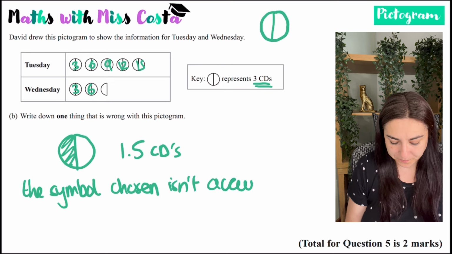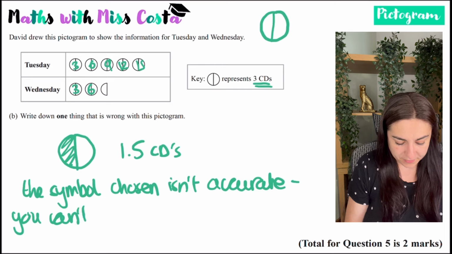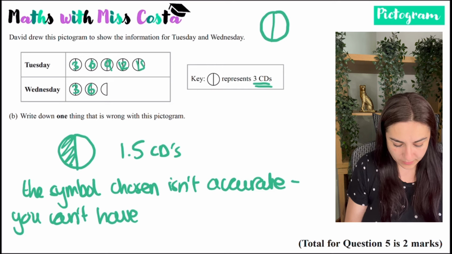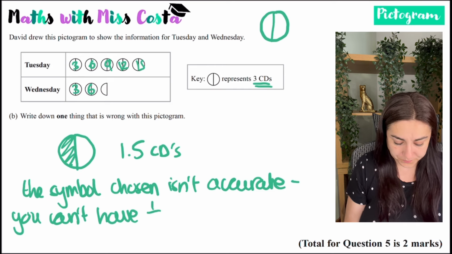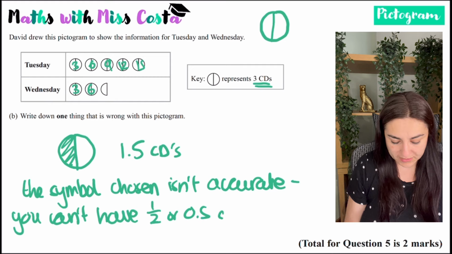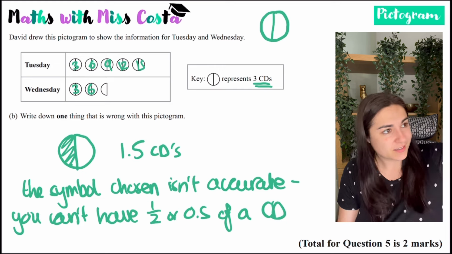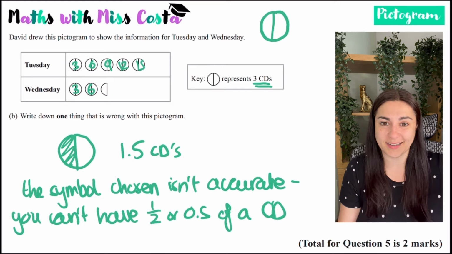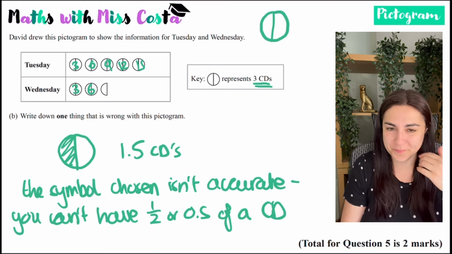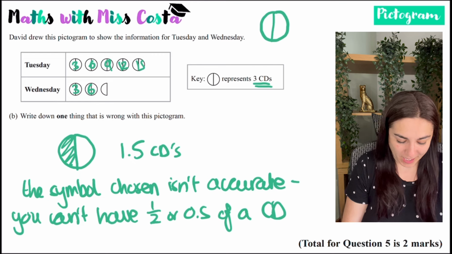You can't have half or 0.5 of a CD. So you can't go into a shop and say, hi, can I just chop that CD in half and only buy half of it? That's not how it works.